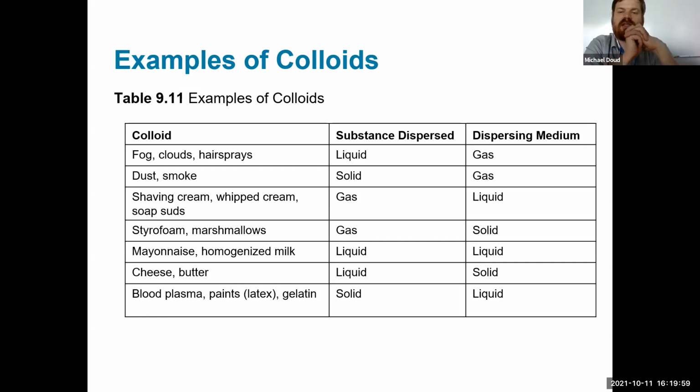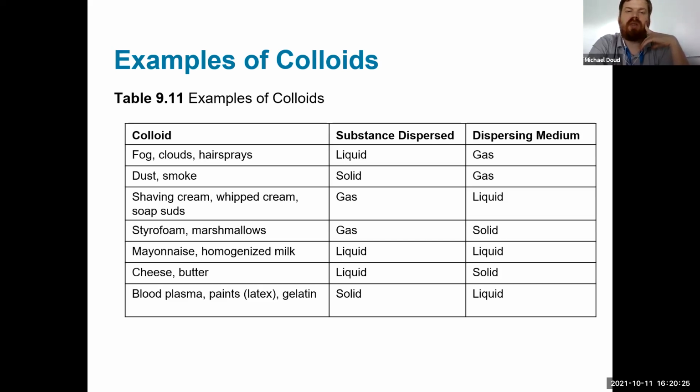Mayonnaise or homogenized milk has liquid dispersed in liquid. So homogenized milk means that it's milk that doesn't settle out. If you get milk straight from the cow, you'll have the separation of layers of it. You'll have cream and then whatever's below the cream. I can't remember what it's called. The same idea is there. Butter is similar, where it's liquid dairy dispersed in a solid medium.